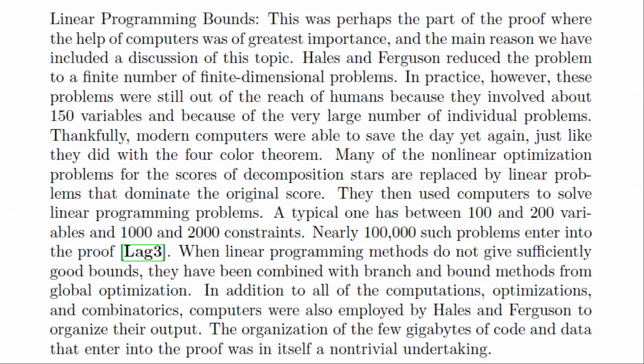All right, so the last thing, and the really interesting part, at least for me, that came into play was the linear programming bounds. And this is the part where the computers played the greatest role. They reduced the problem to a finite dimensional problem with 150 variables. Now, for us, that's terrible, but for computers, they can do this. And so they used it to solve a huge number of linear programming problems. A typical one had between 100 and 200 variables and 1,000 to 2,000 constraints. There were 100,000 such problems that entered into the proof.